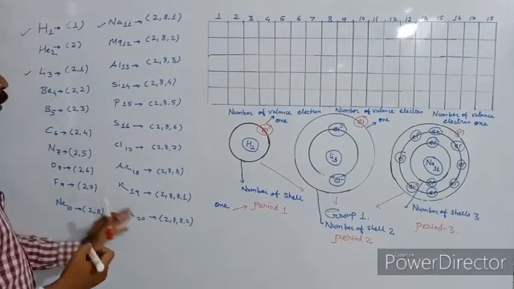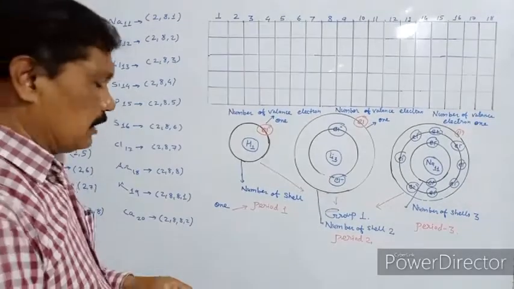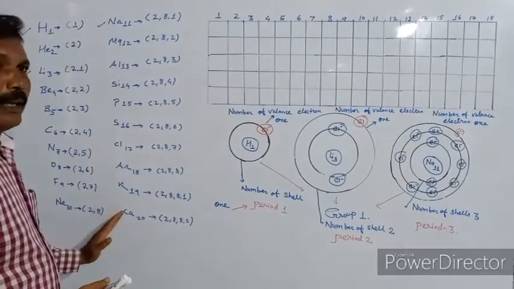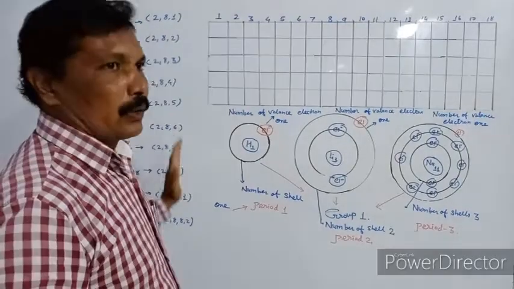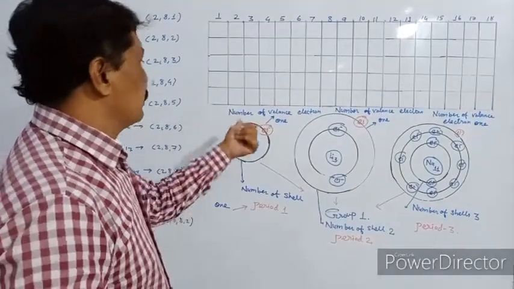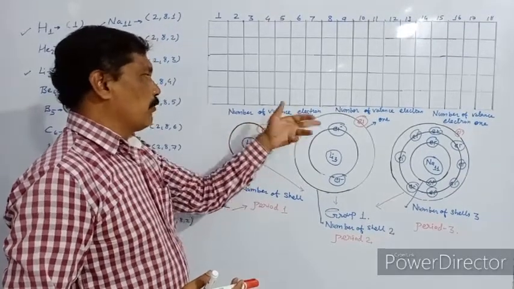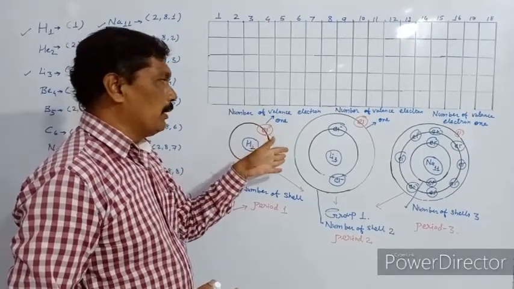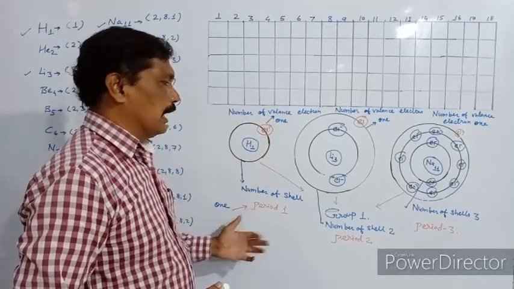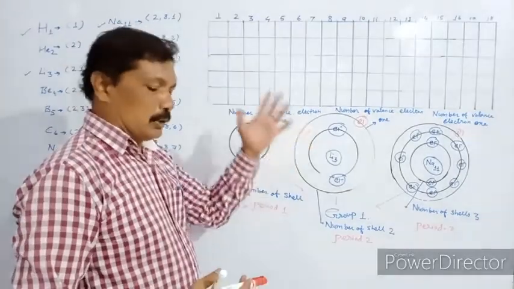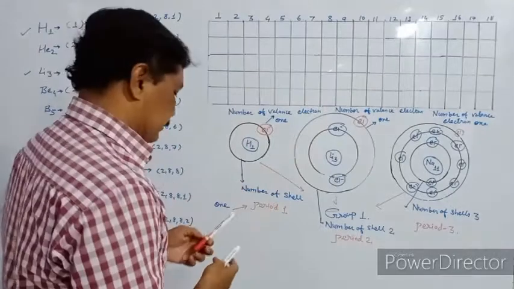Now we have elements 1 to 20. We know their atomic numbers. We know the electronic configuration. We know that the number of valence electrons will tell us the group number, and the number of shells will tell us the period number. Now we will try to arrange them in the table.